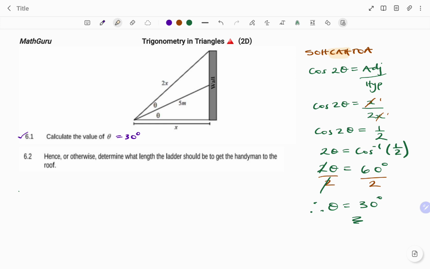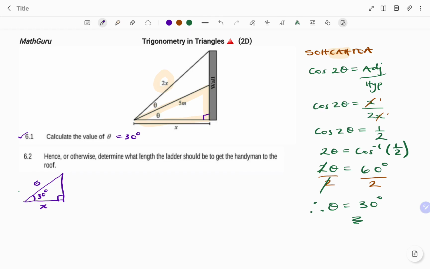For the second part of the question, we have to determine the length of the ladder that should get the handyman to the top of the roof. The second ladder that would take the handyman to the top of the roof has a length 2x meters. To find that, I need to find the value of x first. So using the smaller triangle as shown, I'm going to draw that out to have my right angle as shown. The smaller triangle has dimensions x, I have this as theta, which is now 30 degrees from the first part of the question, and the length of the smaller ladder is 5 meters.